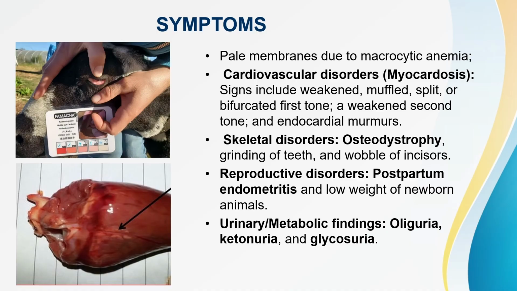We can also observe pale membranes due to macrocytic anemia, cardiovascular disorders, myocardosis. Signs include weakened, muffled, split, or bifurcated first tone, a weakened second tone, and endocardial murmurs. Skeletal disorders, osteodystrophy, grinding of teeth, and wobble of incisors. Reproductive disorders, postpartum endometritis and low weight of newborn animals. Urinary metabolic findings, oliguria, reduced urine output, ketonuria, ketones in urine, and glycosuria, glucose in urine.